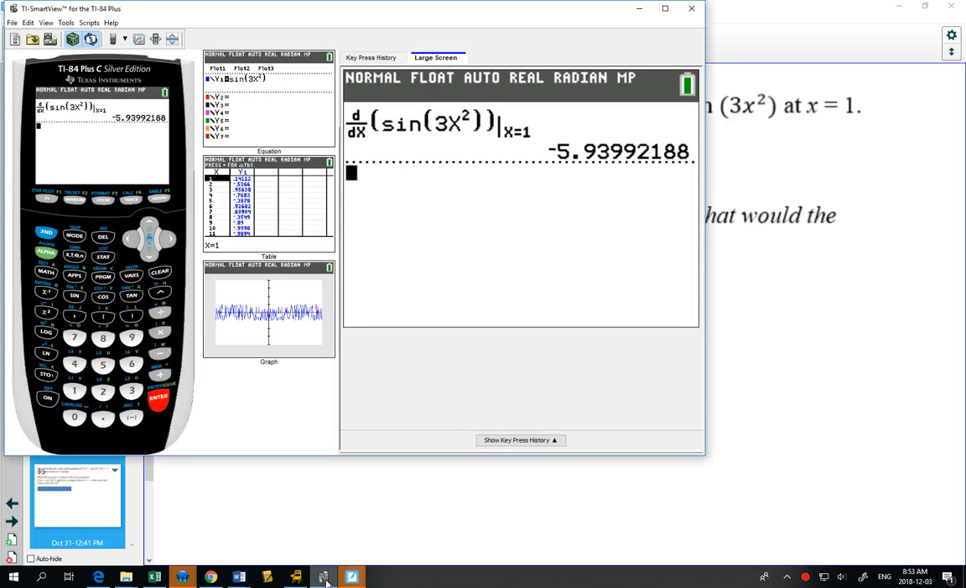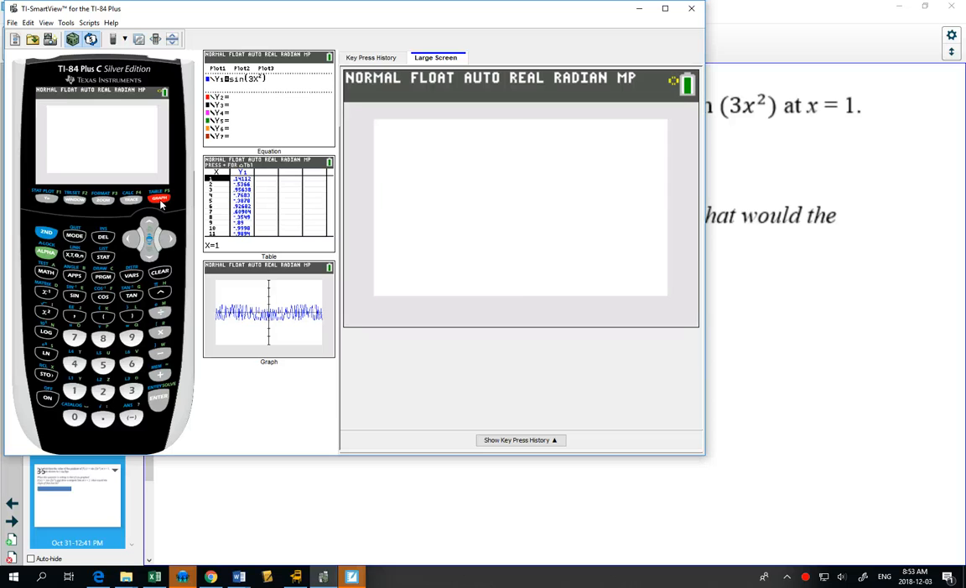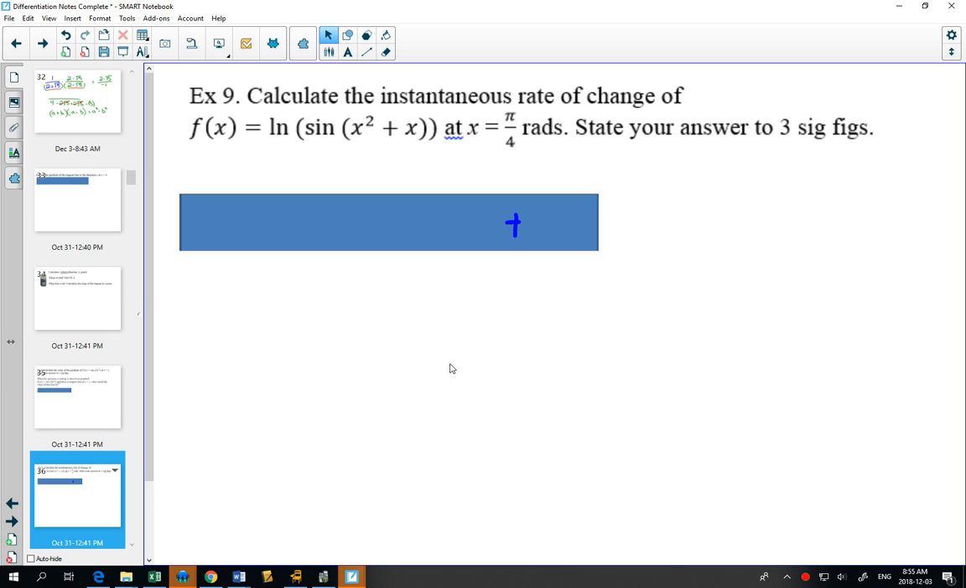I'm going to go back to the graph since I wasn't in radians and see if it... no. Oh, it is a little bit different. Let's look at what this one would be in our calculator. Natural log sine of x squared plus x. That seems like something you can visualize the graph easily, right?